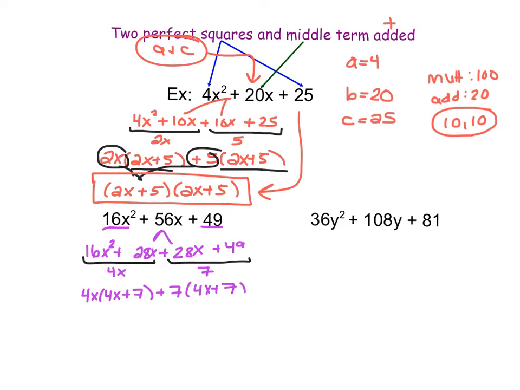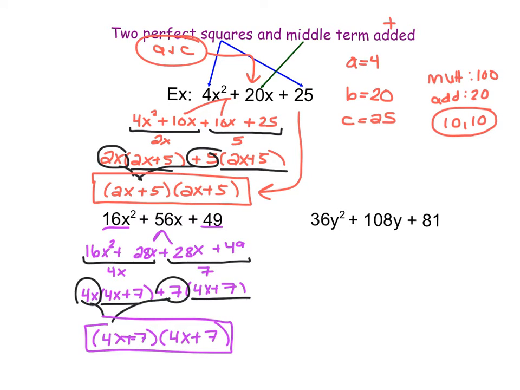Now from here, I'm noticing that I have the same parenthesis piece, which then means that I can group together these front two items. And I end up with 4x plus 7 times 4x plus 7. All right.